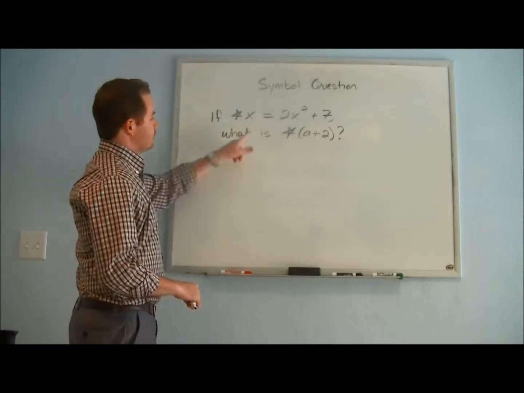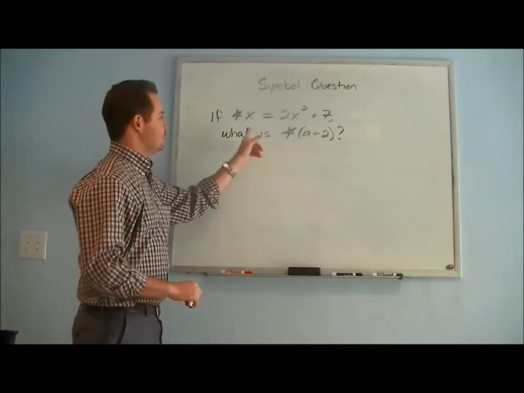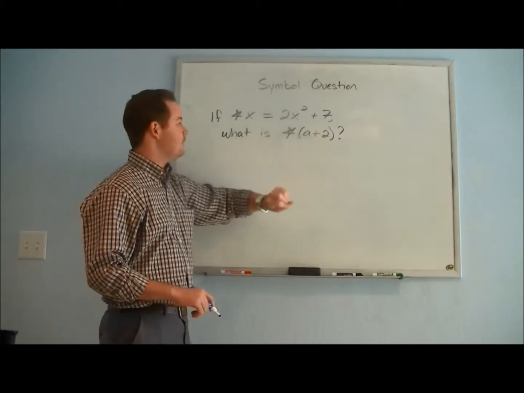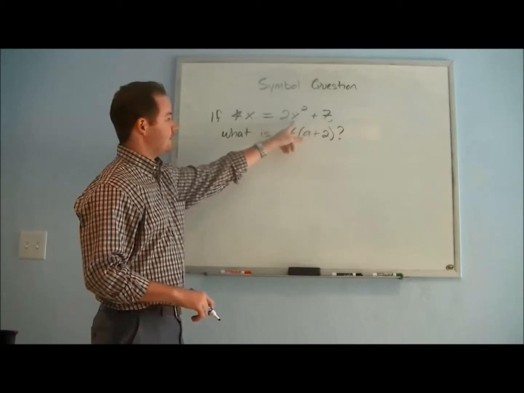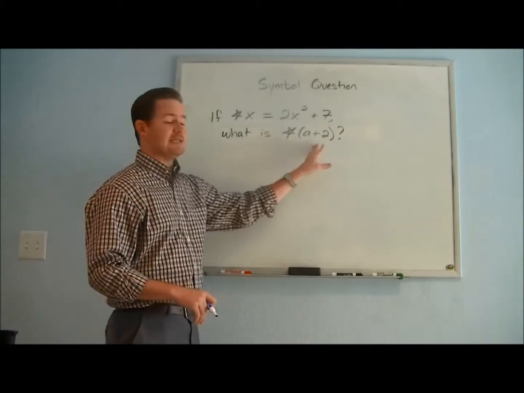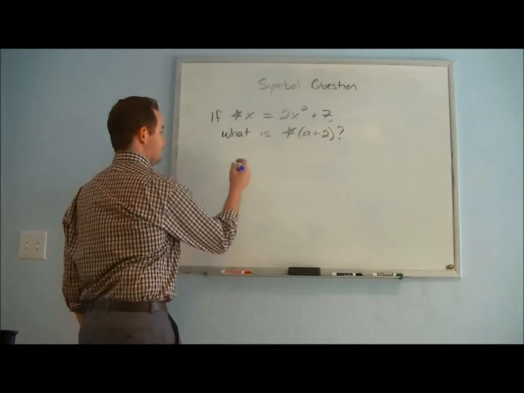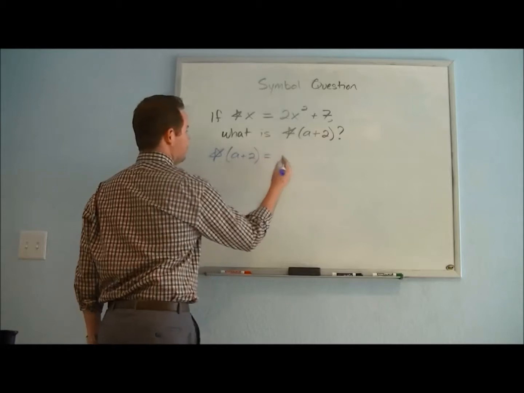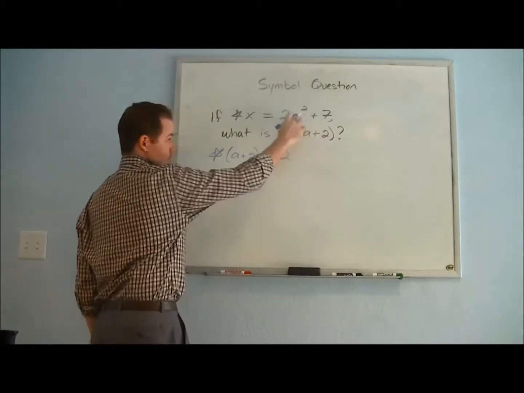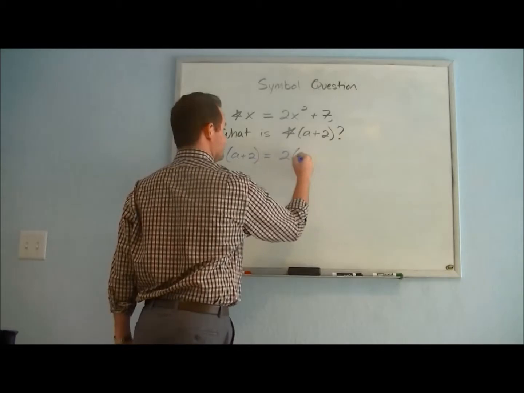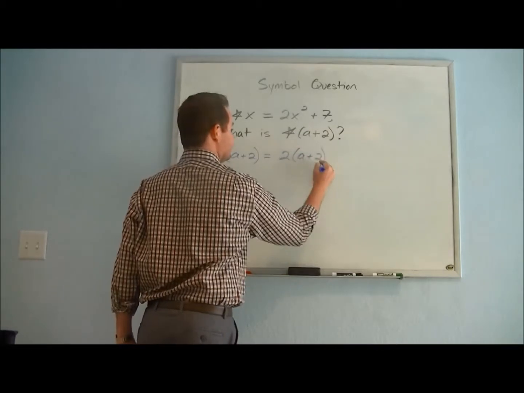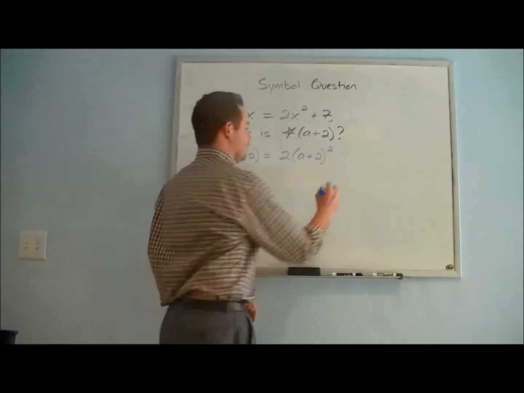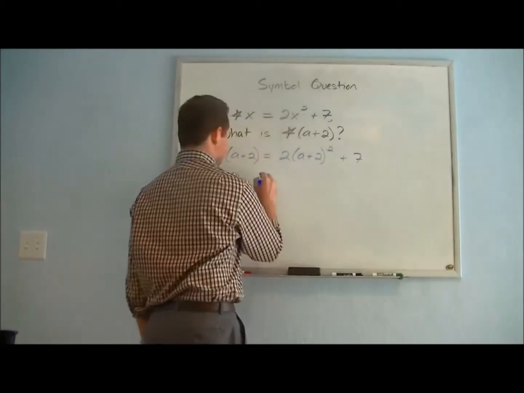We look at our original function, and the original function is in terms of x. So we take this value, a plus 2, the value we have in parentheses, and we're going to replace every value of x in our original function with that entire parentheses. So when we solve for star of a plus 2, it will look like our original function, 2x squared plus 7, except instead of x, we're going to plug in this whole parentheses of a plus 2. So we have 2 times a plus 2 squared, and then plus 7.